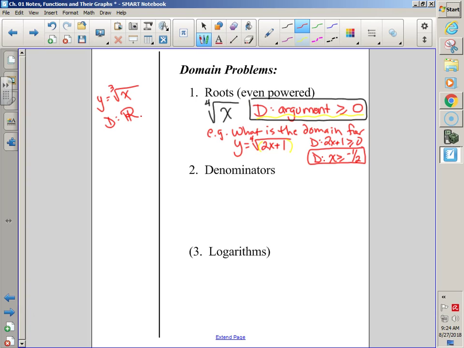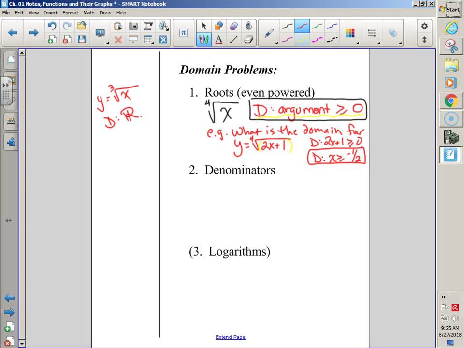If worst comes to worst, you can always test by plugging in. What's a number greater than or equal to negative 1/2? 0? 2 times 0 plus 1, it works. What's a number less than negative 1/2? Negative 1. 2 times negative 1 is negative 2, plus 1. Oh yeah, it doesn't work. Okay, good, I have it going in the right direction.